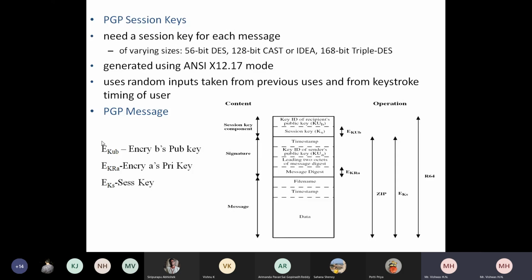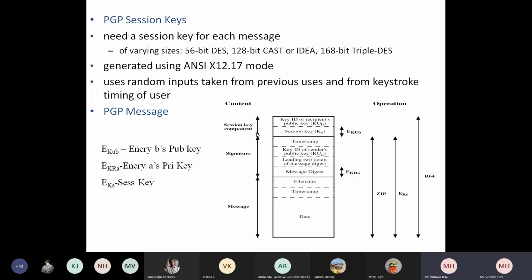So this is the PGP message format. Again, this is also very important, students. The diagram is very important. You should draw this diagram. You may get these kinds of questions, so be very careful with this diagram. The first thing is, there are three major components. One is the session key component, the second is the signature component, and the last is the message component. So you have to know this.